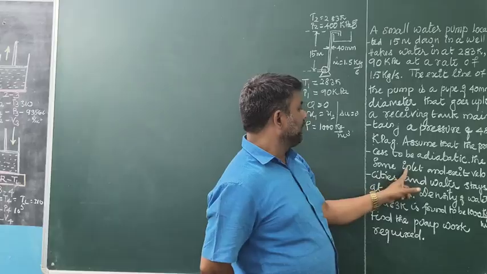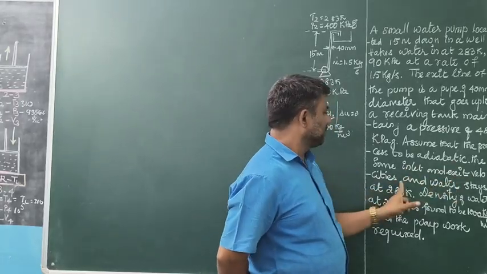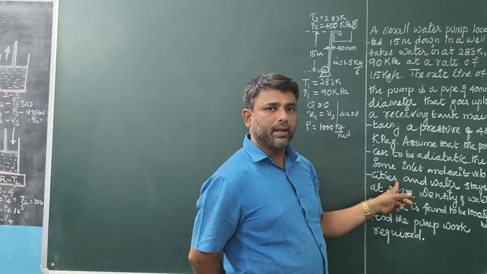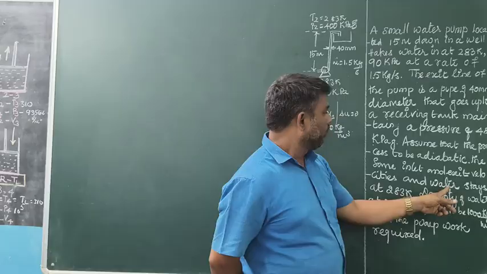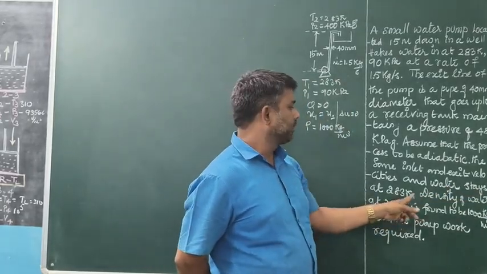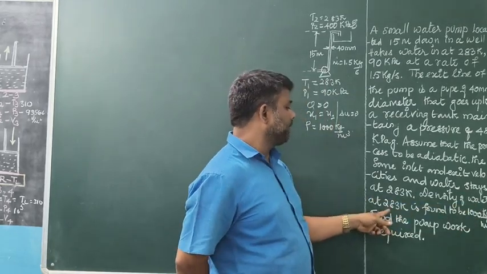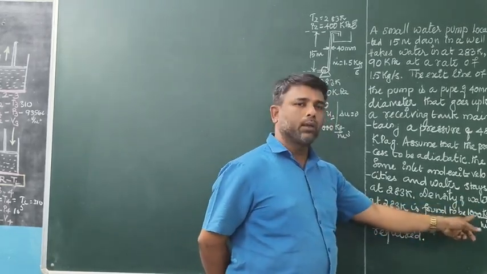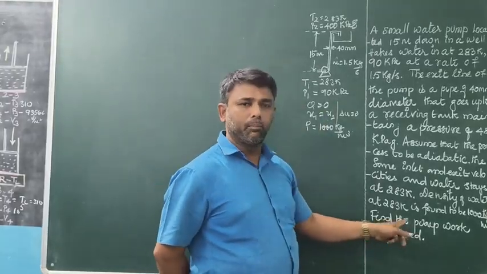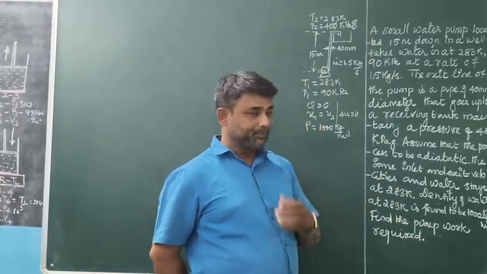The inlet and exit velocities are the same. Water stays at a temperature of 283 Kelvin. The density of water at 283 Kelvin is found to be 1000 kg per meter cube. The question is: find the pump work required.